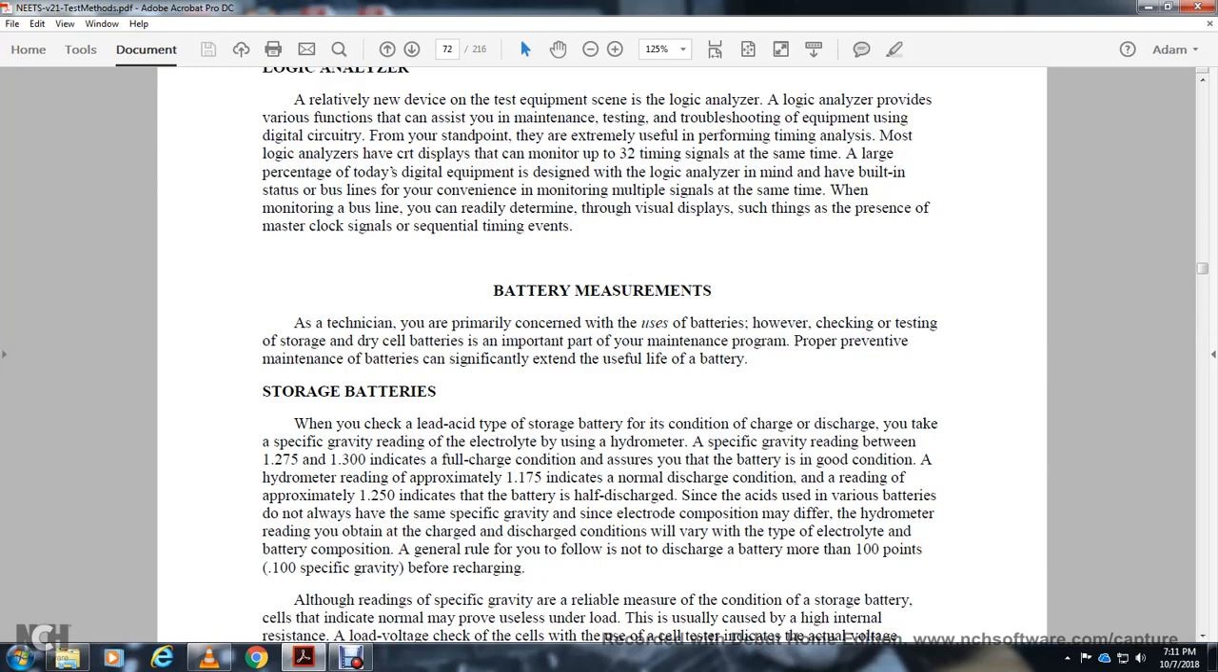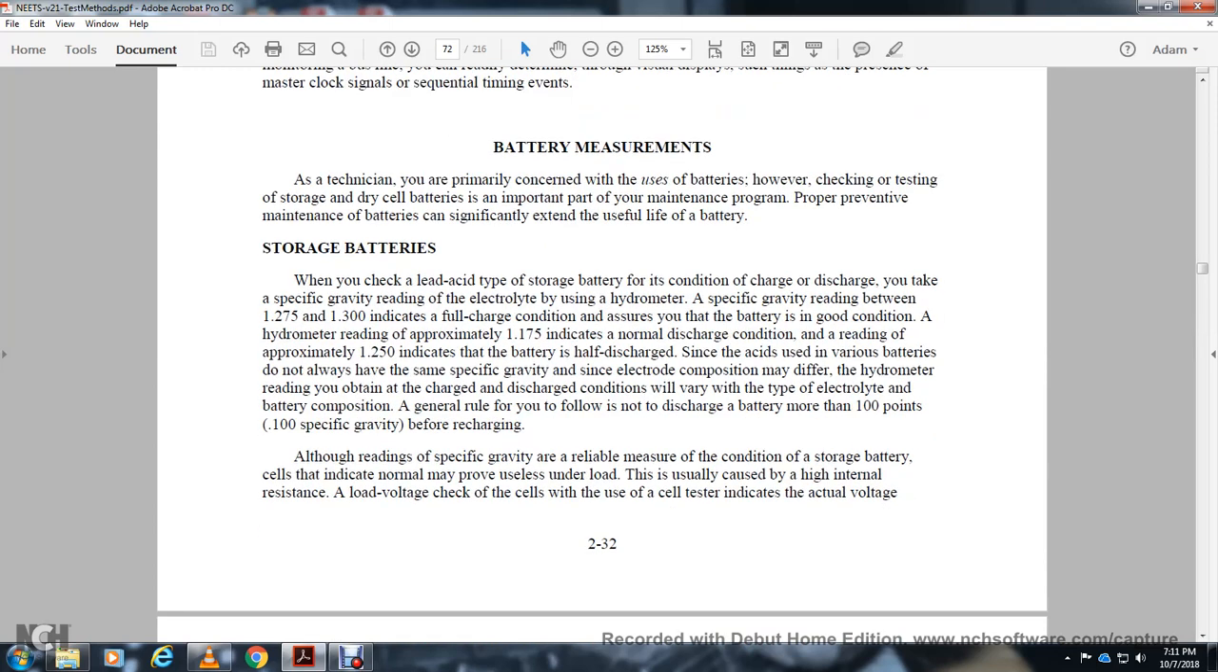Alright, battery measurement. The technician should promptly control the use of batteries, and help check, test, and store dry cell batteries. This is important, but the primary maintenance program for the proper maintenance of batteries significantly extends the useful life of the battery.